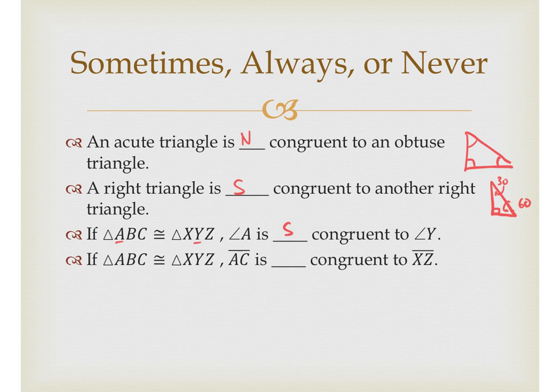Last but not least, same 2 triangles. AC is congruent to XZ. This one's going to be always. Those are 2 corresponding sides, and therefore will always be congruent.